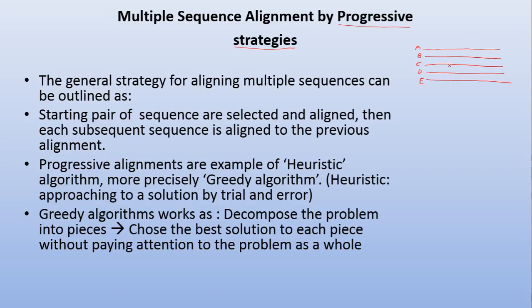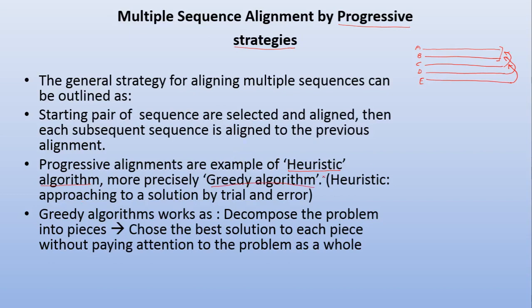So in progressive strategy, what do we do? We select an initial pair of sequences and we align them. Suppose we have selected A and B as an initial pair and we align them. Once we align A and B, we go on progressively adding the remaining sequences to our alignment like this. Since we are progressively adding one sequence after another, we call such a strategy a progressive alignment strategy. Such progressive alignments are an example of a heuristic algorithm, and more precisely we would call such an algorithm a greedy algorithm.